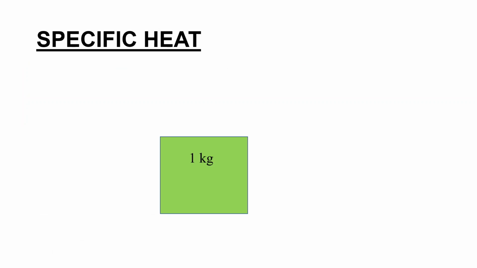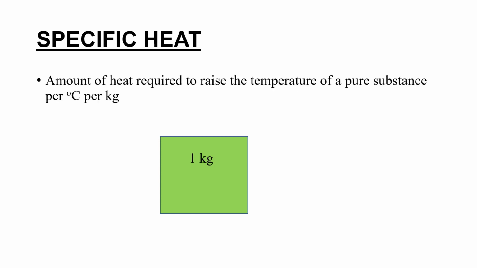Now we will see what is specific heat. What is specific heat of a gas? Specific heat of a substance is simply defined as the amount of heat required to raise the temperature of 1 kilogram of a substance by 1 degree Celsius. That is, the amount of heat required to raise the temperature of a pure substance per degree Celsius per kilogram. This is defined as specific heat.